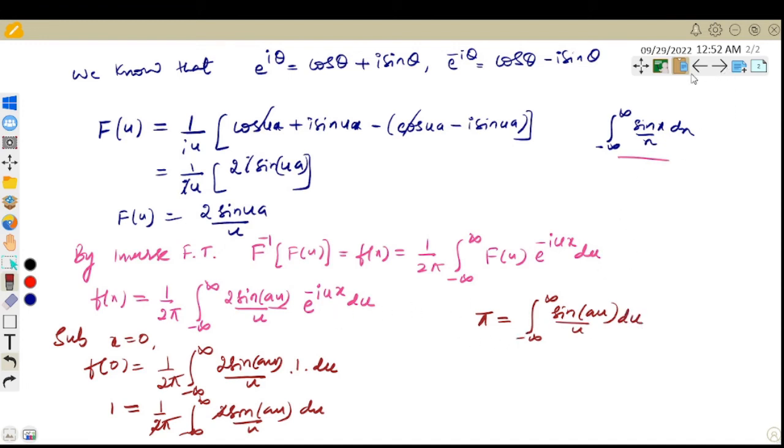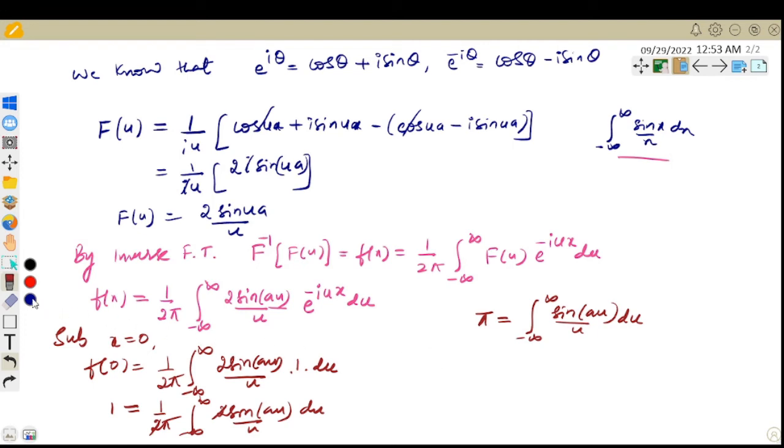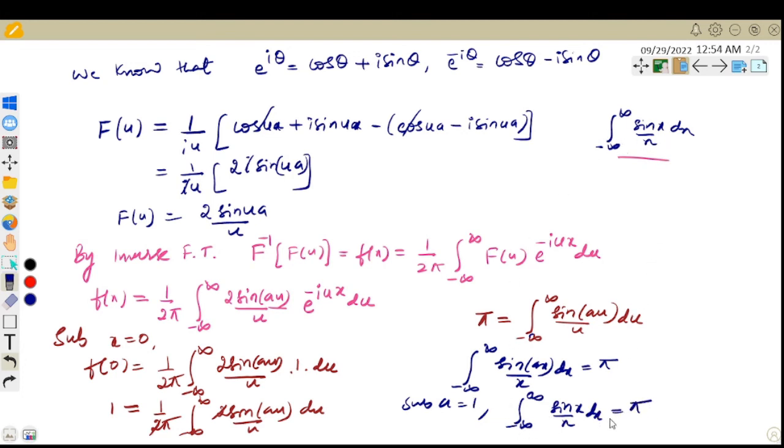Okay. But actually we need to calculate the integral from 0 to infinity, not minus infinity to infinity. Just wait. First, here I need to replace. As you know already, by one of the properties of definite integrals, if I change the variable of integration, then the value of the definite integral is not changed. So in the minus infinity to infinity integral, I am going to change u to x. This is the integral of sin ax divided by x into dx equal to pi. Further, I will take a equal to 1. So the integral from minus infinity to infinity of sin x by x into dx is equal to pi. Okay. So if they ask this value, the value is pi.